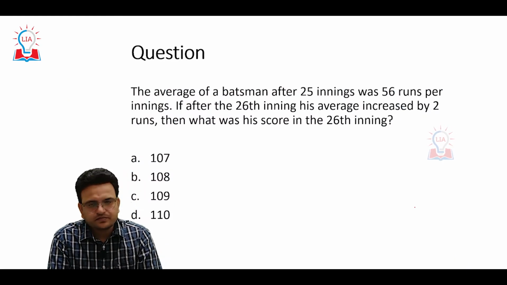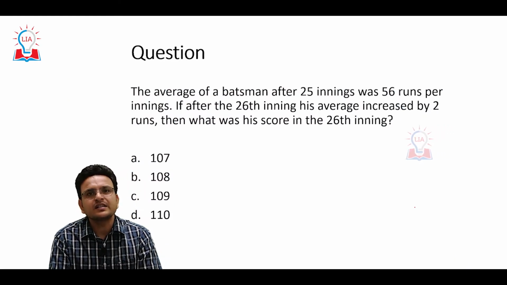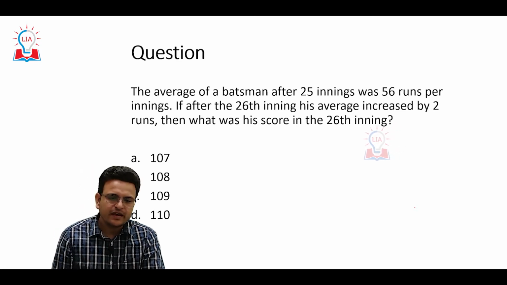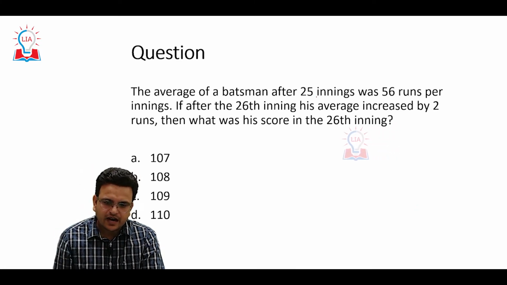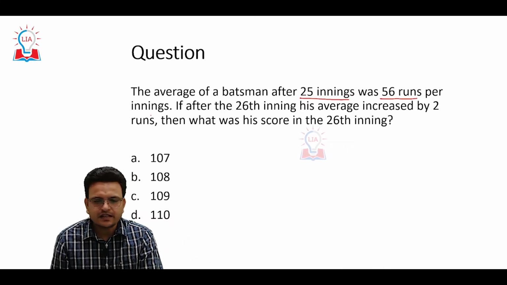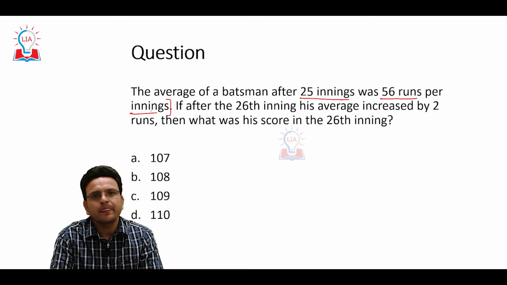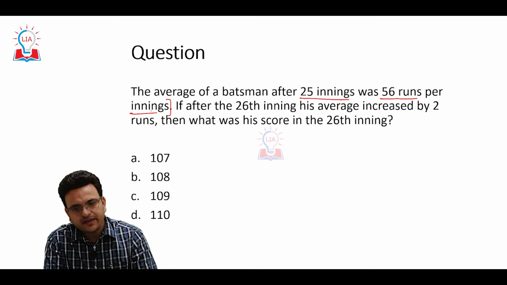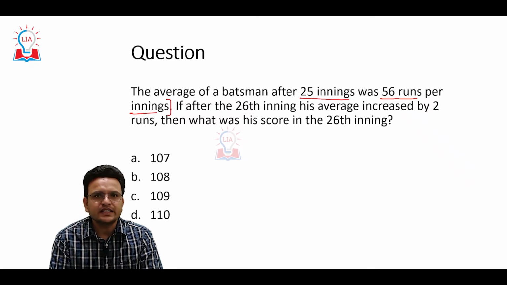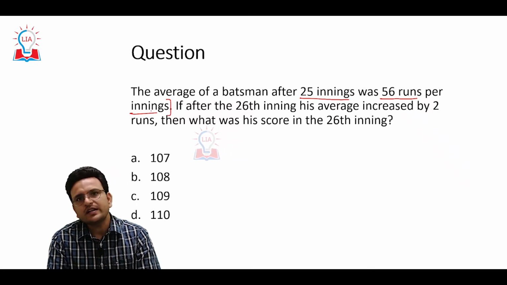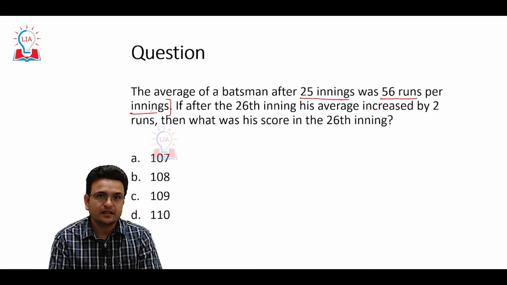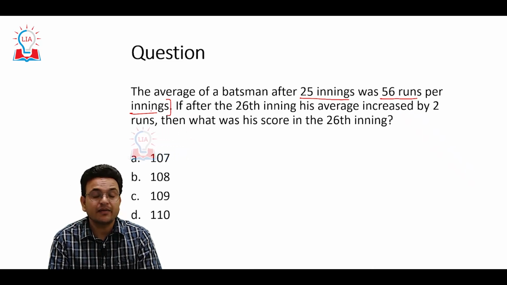Now here we are going to discuss some questions on average. The first question we have: the average of a batsman after 25 innings was 56 runs per inning. In the first line, they have given a batsman who has already played 25 innings. In 25 innings, that person has made runs at an average of 56.